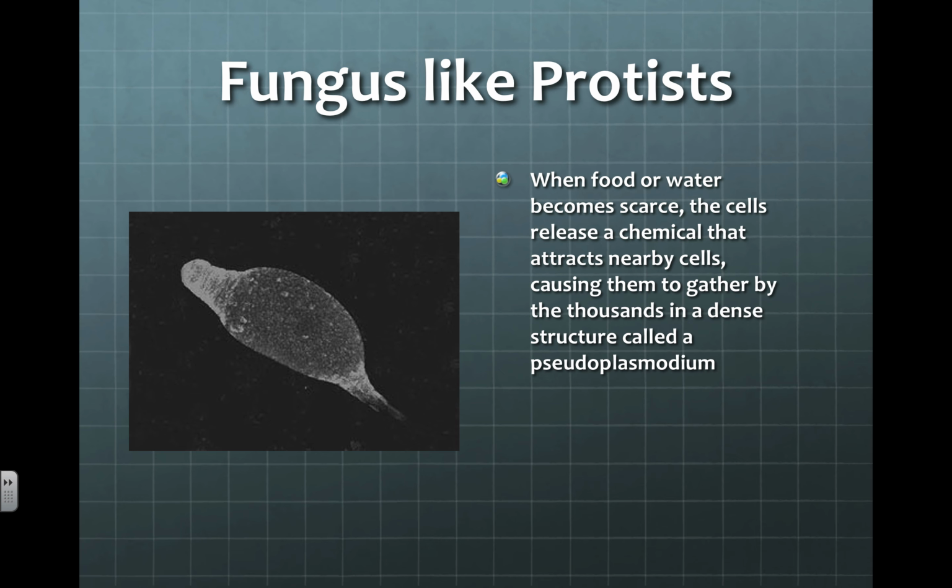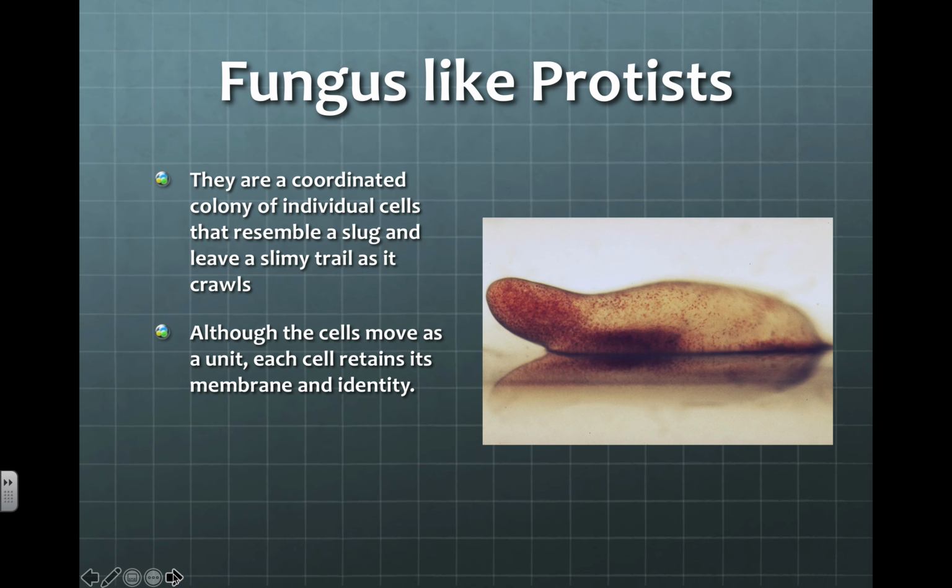When food and water get scarce, they release a chemical, and the chemical attracts nearby cells. And so when they attract the nearby cells, they all stick together in this colony, and it's very dense, and they call it a pseudoplasmodium. Now, it's not a true plasmodium because the plasmodium belongs to the acellular slime molds. So it's a fake plasmodium.